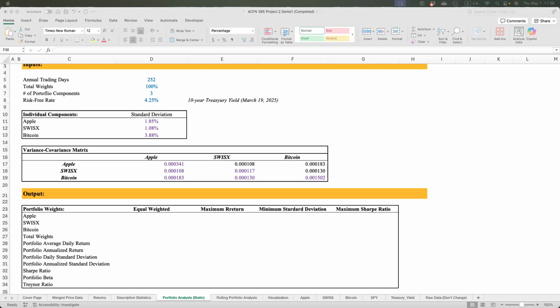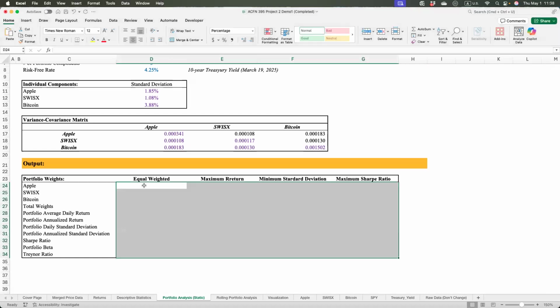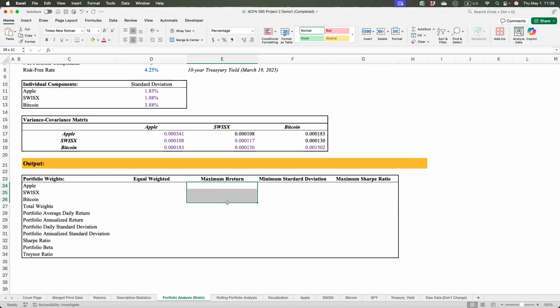Hello everyone. In this video, I'm going to demonstrate how to set up this output table for your portfolio, especially for some of you who are still confused during the class period about the portfolio weights optimization setup using Solver here. So this is the goal for this video. I'm going to demonstrate how to get this table done correctly.